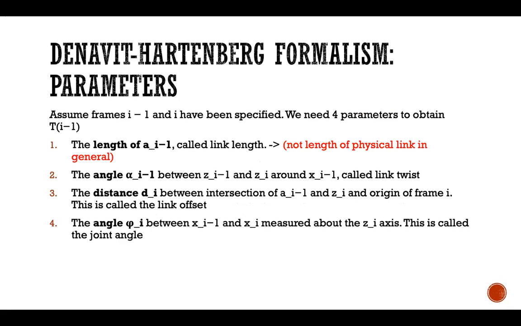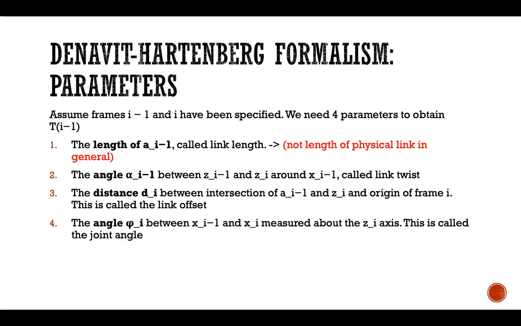Having defined the frame for each joint, i-1 and i, we need only 4 parameters to obtain the transformation matrix T_{i-1,i}. The parameters needed are the length of a_{i-1}, which is called the link length. It is important to know that it is not exactly the same as the physical length in general. Also, we need to know the angle alpha_{i-1}, which is the angle between Z_{i-1} and Z_i around the axis X_{i-1}, and it's called link twist.